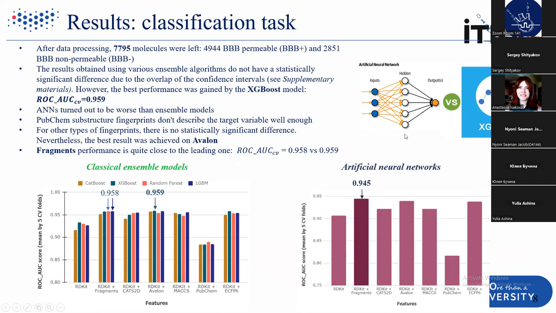So on one hand, you have the artificial neural network, and on the other, the XGBoost algorithm. So after data processing, more than 7,000 molecules were left, which were subdivided into 5,000 blood-brain barrier permeable and 2,800 BBB non-permeable. The results obtained using the various ensemble algorithms do not have statistically significant differences due to overlap in the confidence interval. And the best performance was gained by the XGBoost model with the ROC area under the curve value close to 0.96.